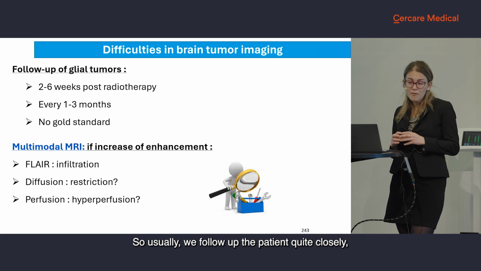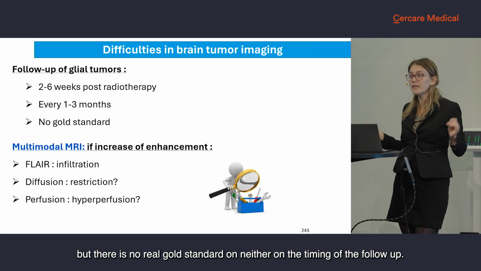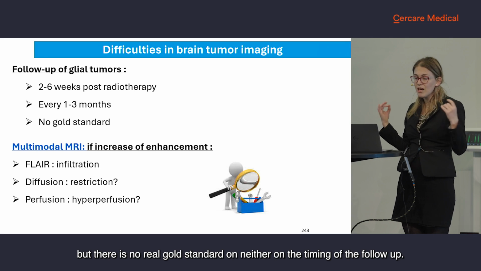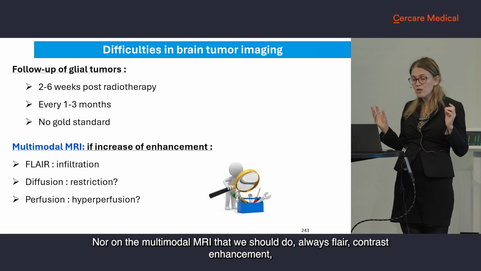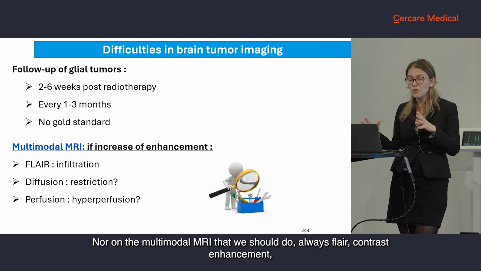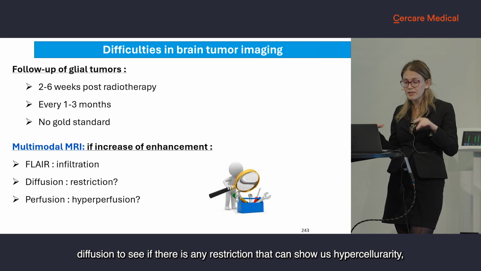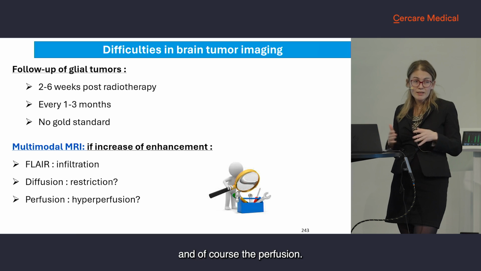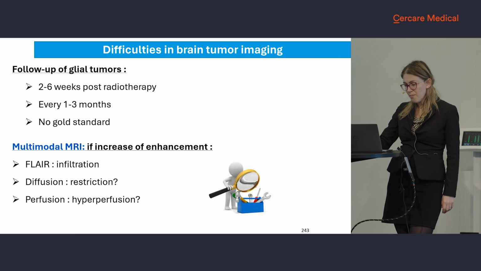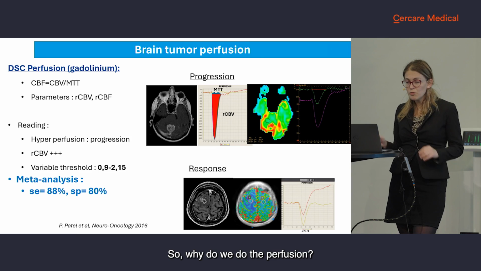Usually we follow up the patient quite closely, but there is no real gold standard, neither on the timing of the follow-up nor on the multimodal MRI that we should do. Usually we always do FLAIR, contrast enhancement, and diffusion to see if there is any restriction that can show us hypercellularity, and of course the perfusion. So why do we do the perfusion?